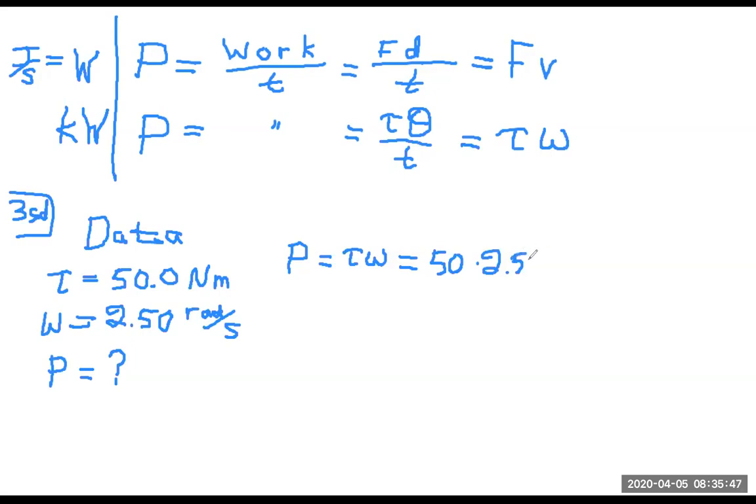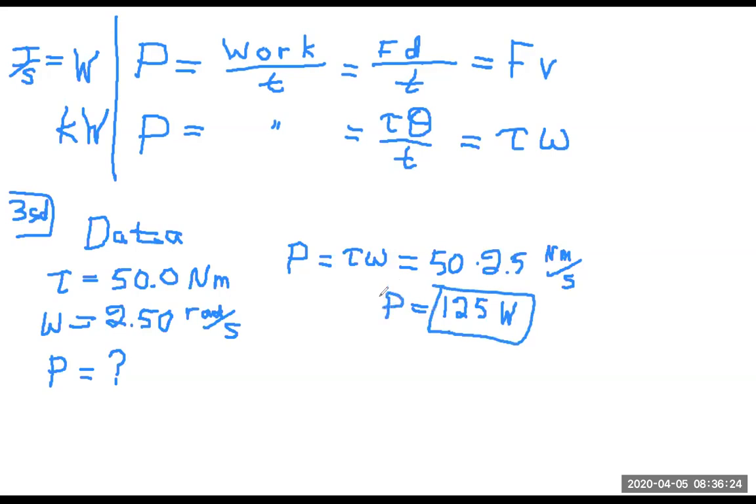And the units are going to come out okay. It's going to be Newton meters per second, and radians goes away. And Newton meters is a joule, and joule per second is going to be a watt. And we multiply these, and this comes out to be 125, pretty much exactly. And we're going to say watts. And there's our answer. So the power is equal to that.